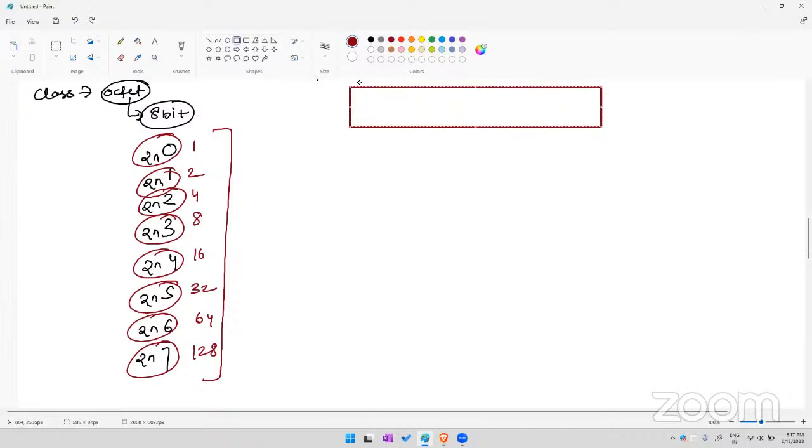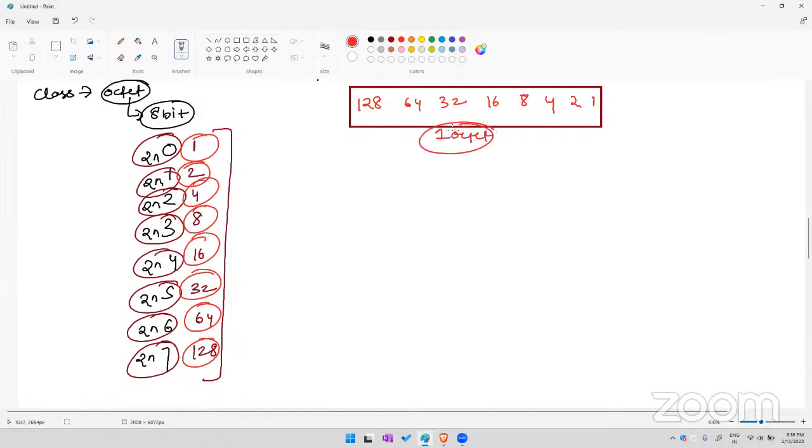This box is ready. Now, put the higher value first. So higher is 128, then 64, then 32, then 16, then 8, then 4, then 2, then 1. So all values are represented in how many octets? In 1 octet, because we are getting 8 bits.